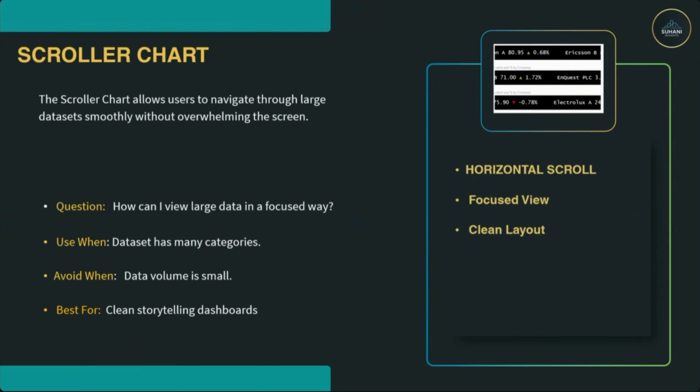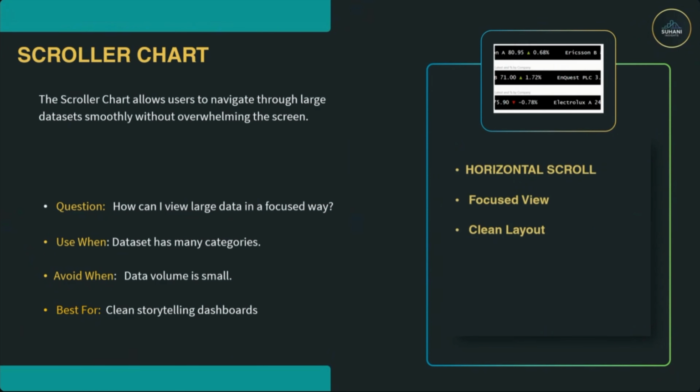But the place where we should avoid it is when the data volume is very small. Like if we are only talking about 5 to 6 categories, 5 to 6 states and all, then we should go with a bar chart or a pie chart because that will look better. But if the data is too large, then we should go with a scroller chart. So we use it when we want our dashboards to look a little professional, when we have massive data sets, or we are looking for a clean layout.